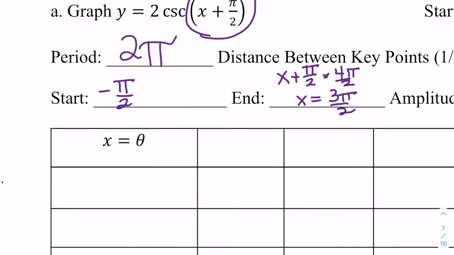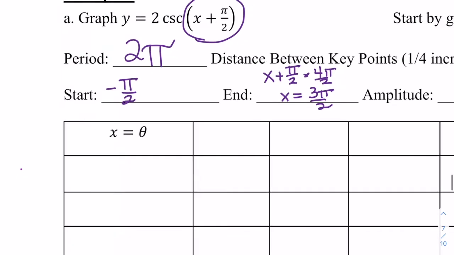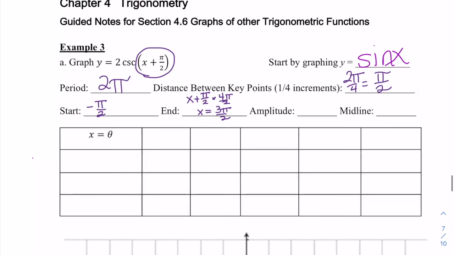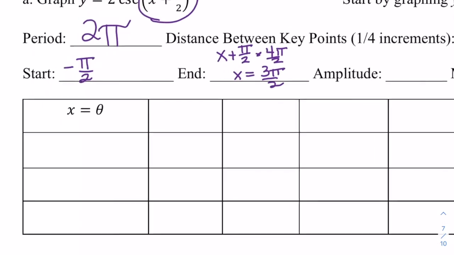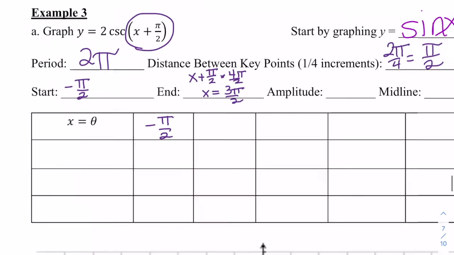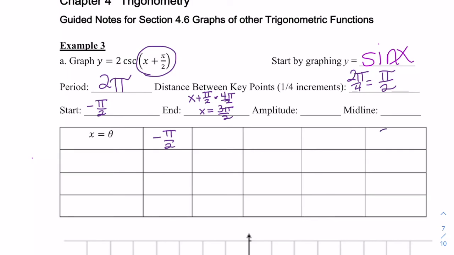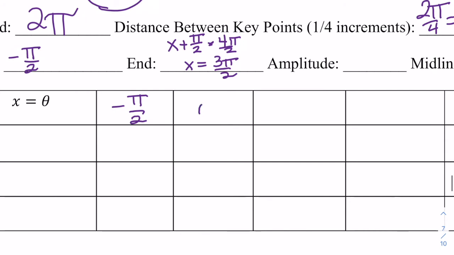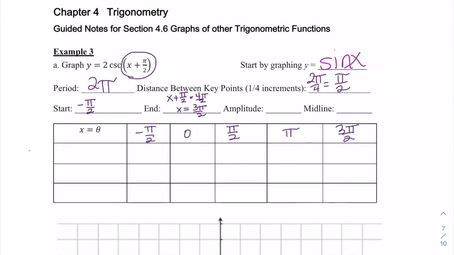All right, so now we have definitely a period of 2 pi. So let's label these values here. The first part is the starting point for our angle, negative pi over 2. We're going to end with 3 pi over 2. So when we add pi over 2, we get 0, pi over 2, then 2 pi over 2, which is just pi, and then 3 pi over 2.